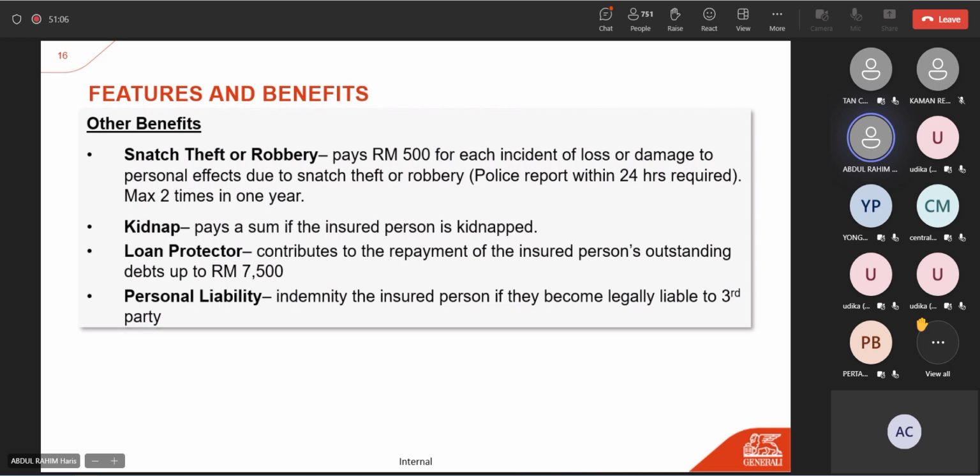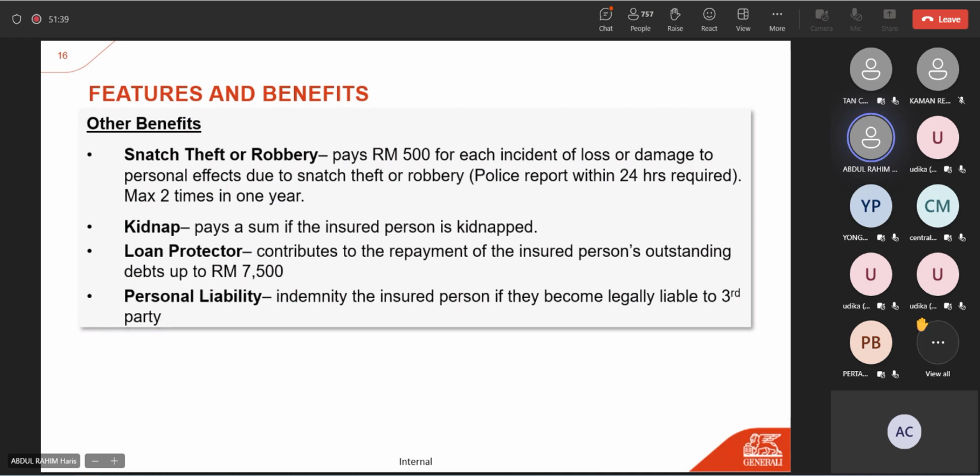And then the second benefit is, if there is a ransom demand, we offer a reward of 25,000 for information to help recover the insured. And then the last part is, in the event the person is not recovered, there is the full payout of the principal sum insured. So it's 3 parts to the kidnap benefit.